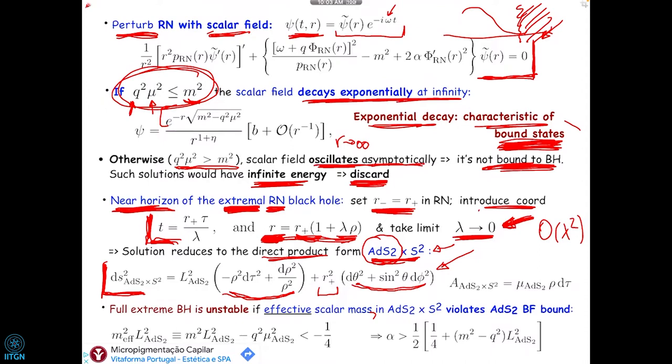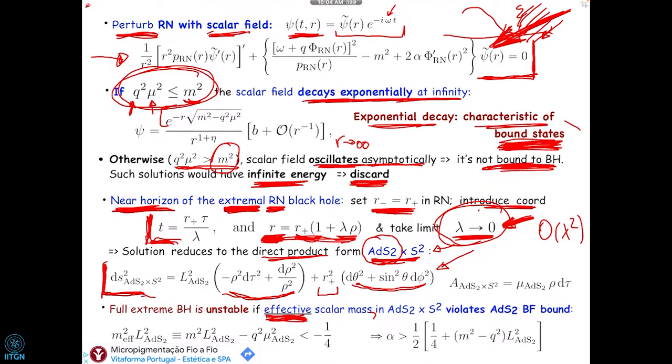Now, the reason why this is very relevant is the following. I don't know how much you are familiar with this, but I can also apply this limiting procedure to the original Klein-Gordon equation of my system. And if I do that, I will find that at the end of the day, the near horizon limit of this Klein-Gordon equation gives an equation of motion for a charged massive scalar field. But the mass of the scalar field is no longer the original mass of my system, which was this one. Instead, it is replaced by an effective mass.